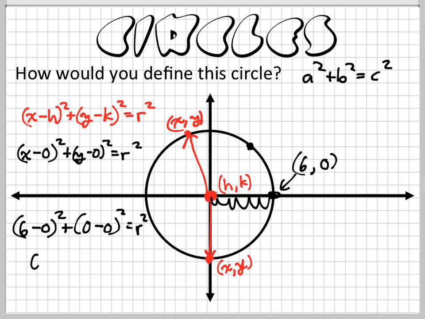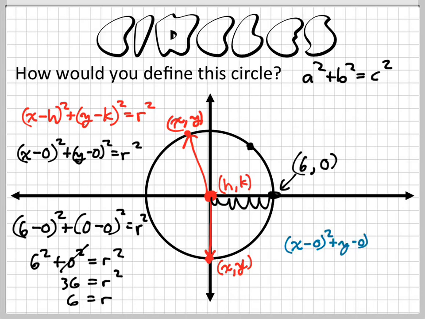This is going to be 6 squared plus 0 squared equals r squared. The 0 squared goes away because it's nothing, and 6 squared is 36. So what is r? r equals 6. Our radius equals 6. The equation will look like this: x minus 0 squared plus y minus 0 squared, because it has to have the (h, k) in there, equals the radius squared, and the simplified version is x squared plus y squared equals 36, because the 0 doesn't do anything. This is the equation of this circle.